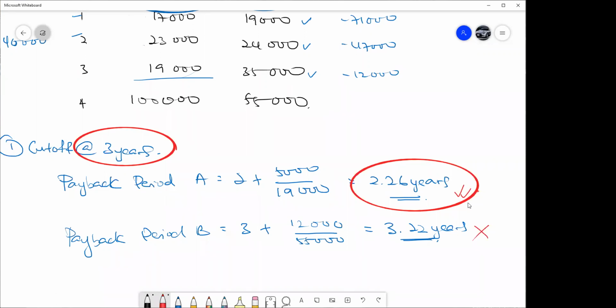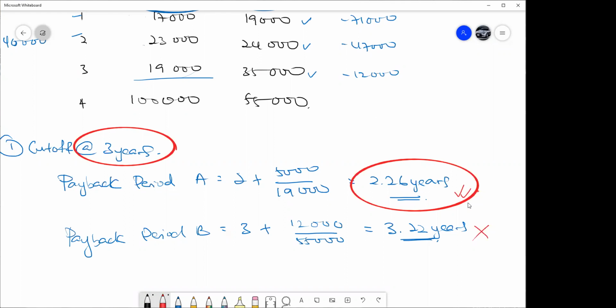Okay. This is the criteria on accepting payback period. If they tell you cutoff is 3 years, then you must look. Anything exceeded 3 years, you will not accept. But if let's say you change the cutoff to 4 years, then you can accept both. All right. Okay. So that is the first part of the question.